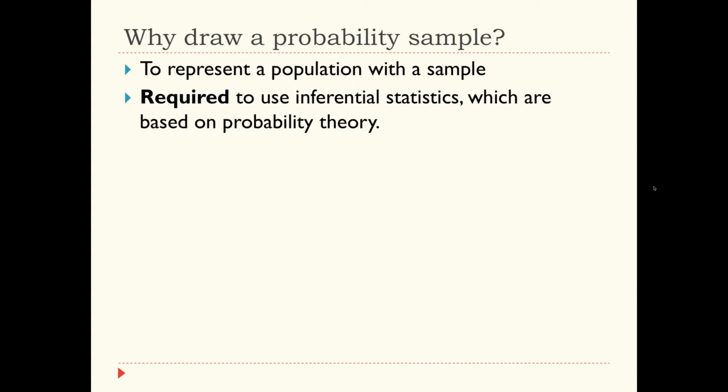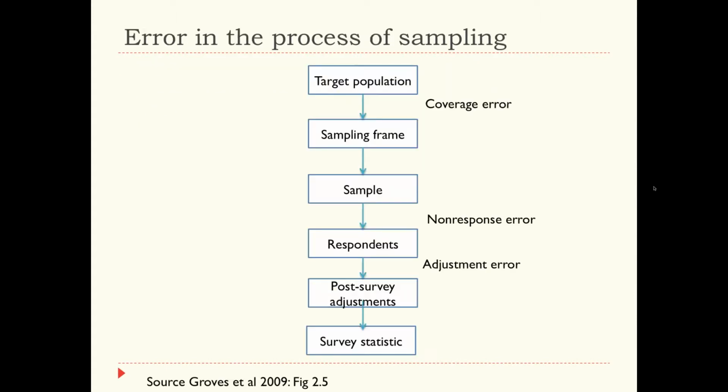So I see all the time papers where people are running t-tests and reporting p-values and confidence intervals on convenience samples, and I think that that is nonsense and shouldn't be done. So I'm going to assume that we have a random sample of some type.